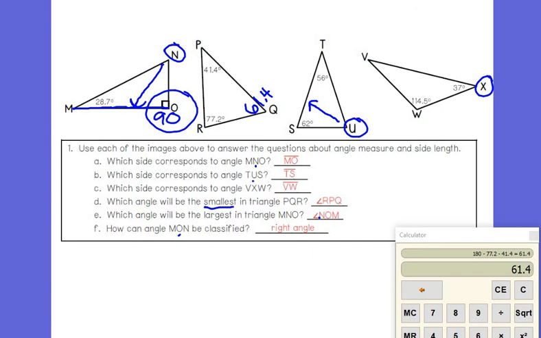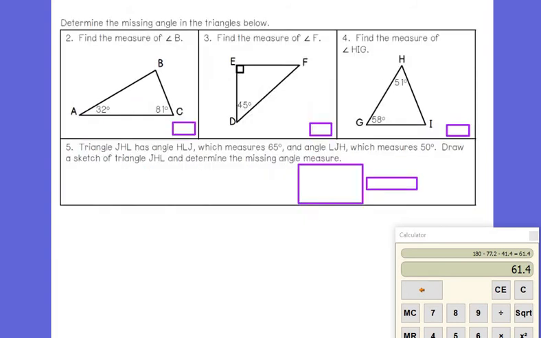You just asked for MON. O was in the middle, so I looked at O. O is a right angle, so I said it was a right angle. You're trying to find too many tricks. Otherwise, I do that. All right.